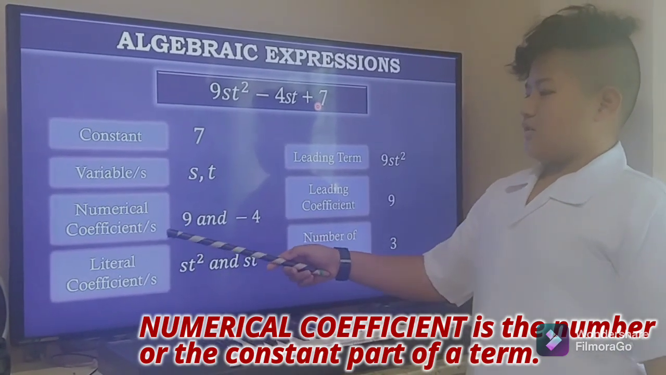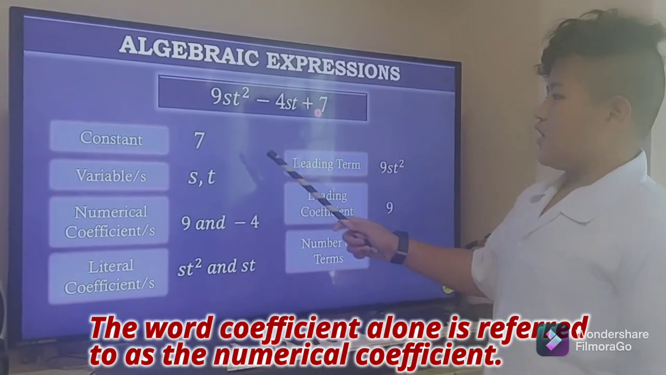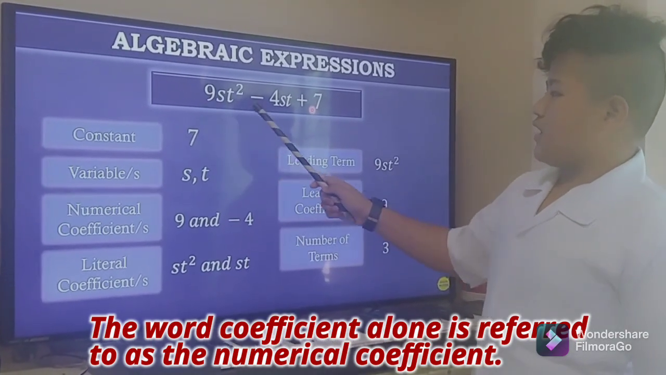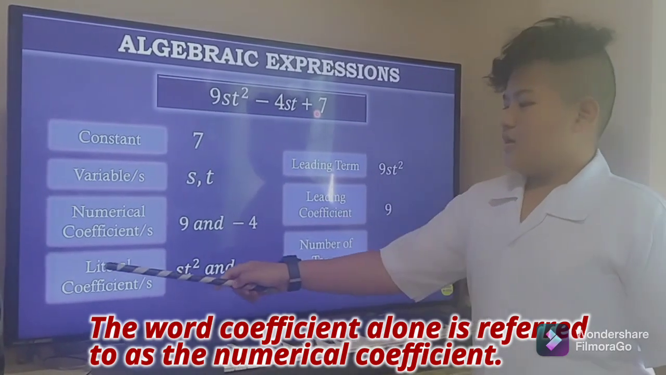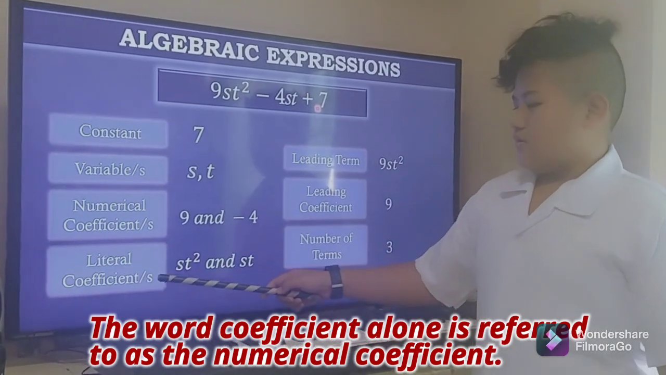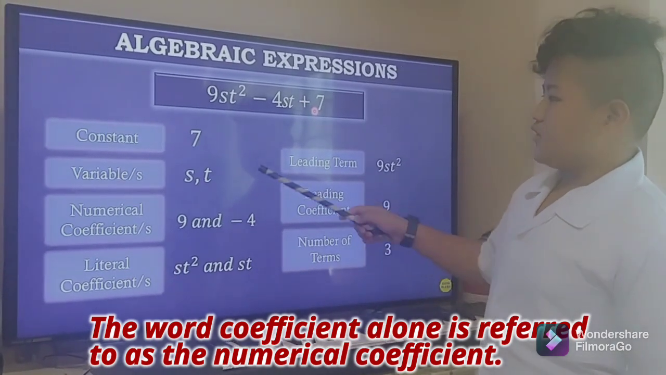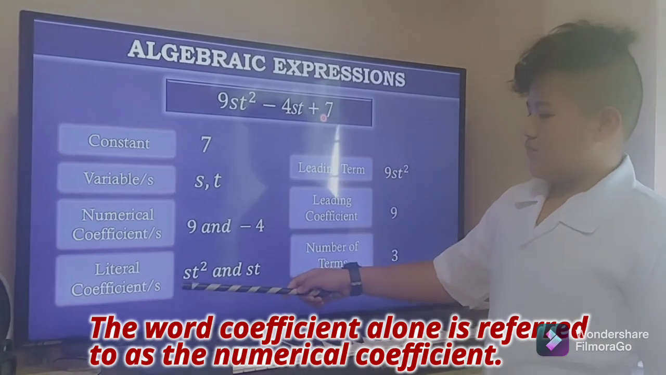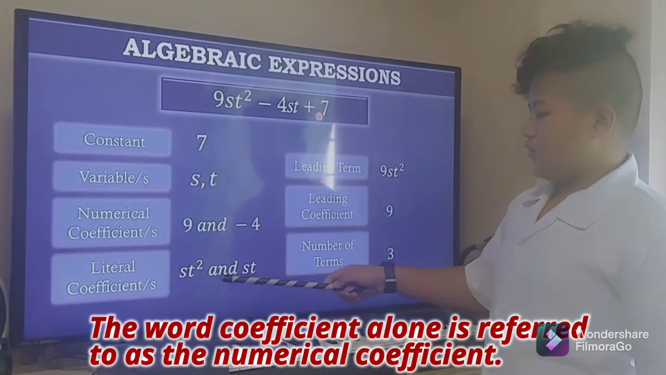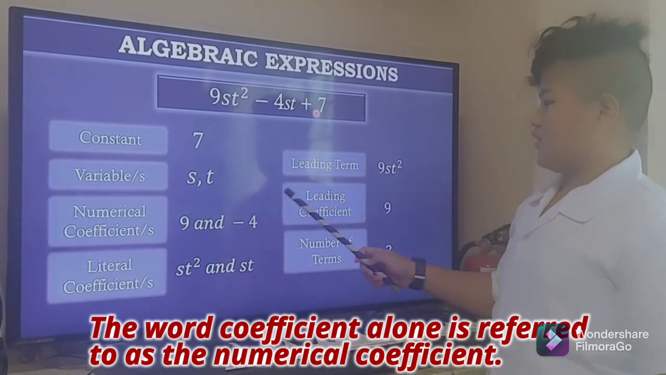Numerical coefficient. The numerical coefficients are 9 and negative 4 because they are the only numbers that have a letter, 9 and negative 4. Literal coefficient. The literal coefficients are st squared and st because they are the only letters here, but they are not the same. st squared and st are not the same because one has an exponent.